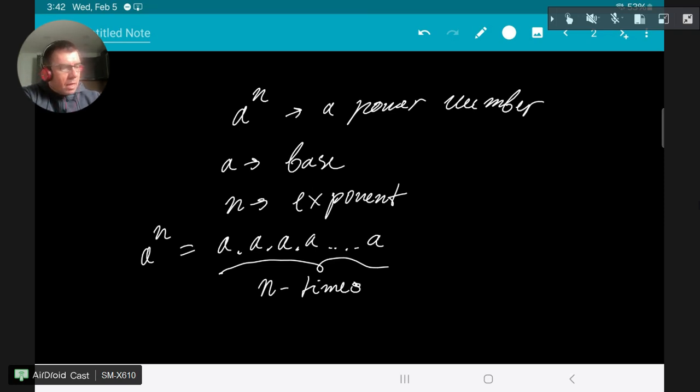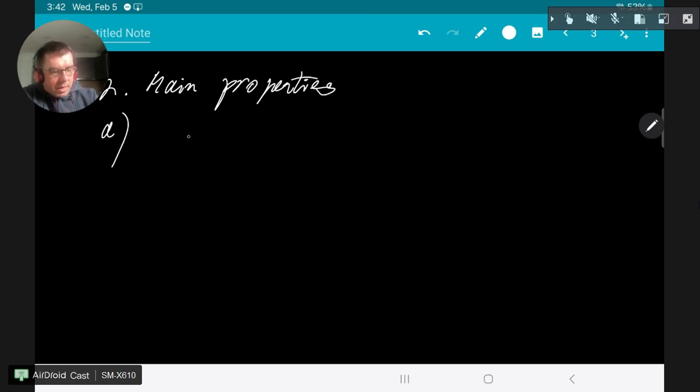All right, now if this is clear, let's consider the main properties of power numbers. The first, we're going to consider this: a to the power of n times a to the power of m is a to the power of n plus m. The same restrictions apply in all the properties. So a has to be different from 0, and n and m have to be integer numbers.